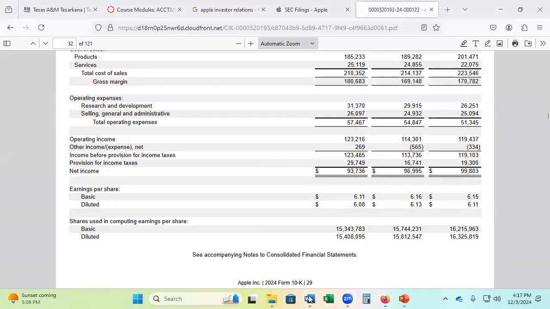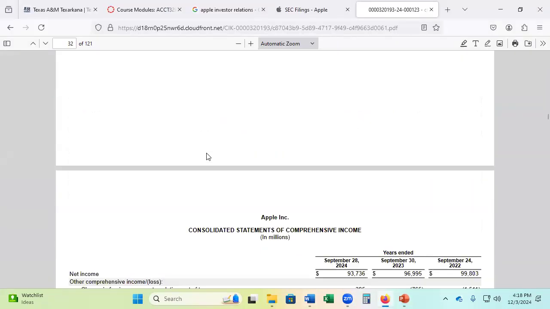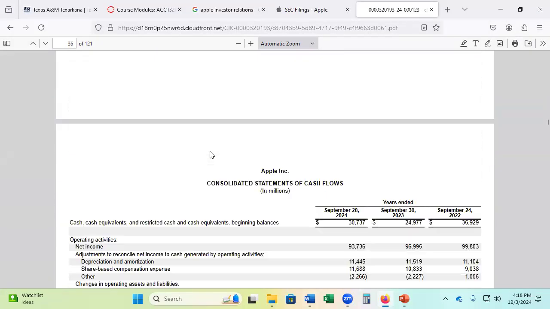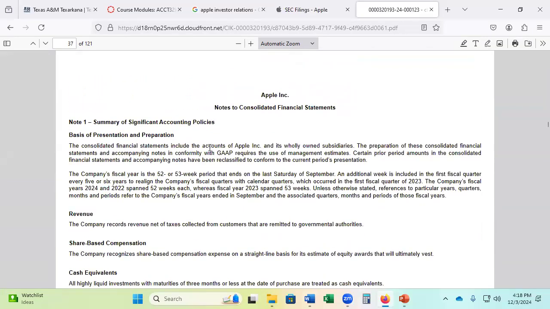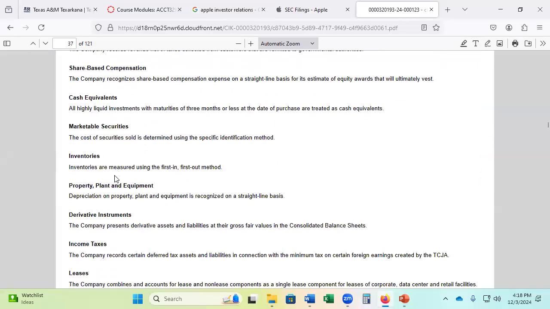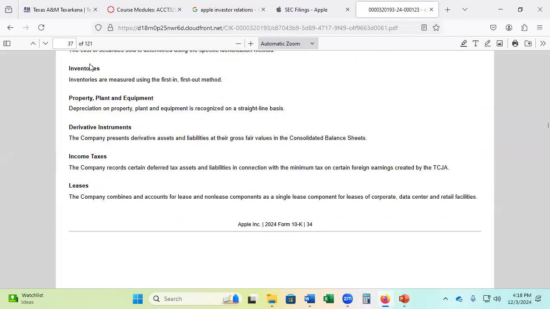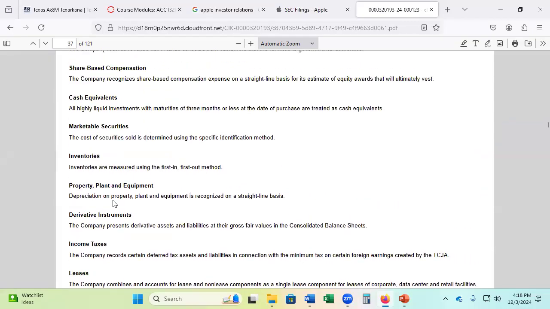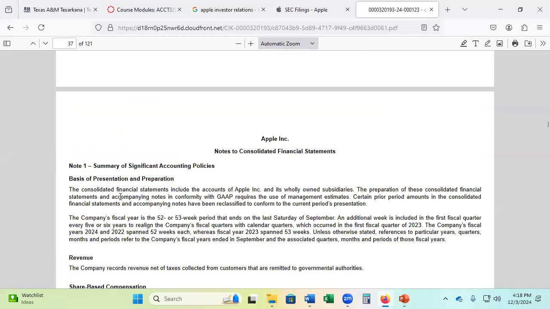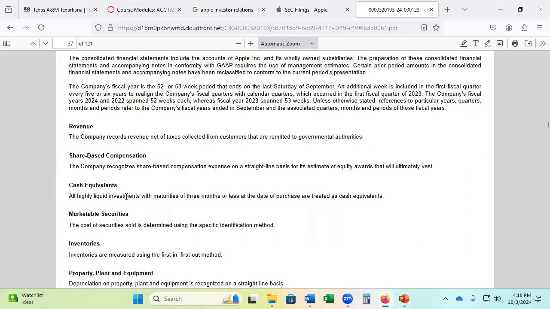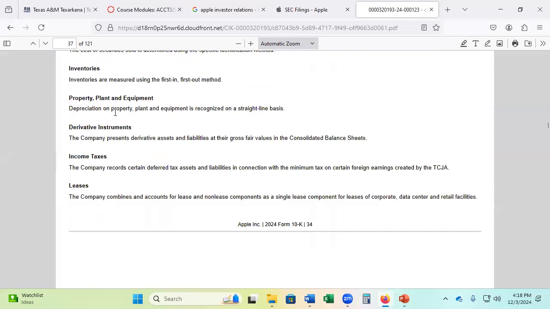I want to show the accounting policies. So first note, summary of significant accounting policies. And so it gives you all these little breakouts, but it's going to have a note on property, plant and equipment, derivatives, income taxes, and leases. So you can see this just kind of highlights some of the important stuff. It gives you sort of a Cliff Notes version of how they account for these various areas.